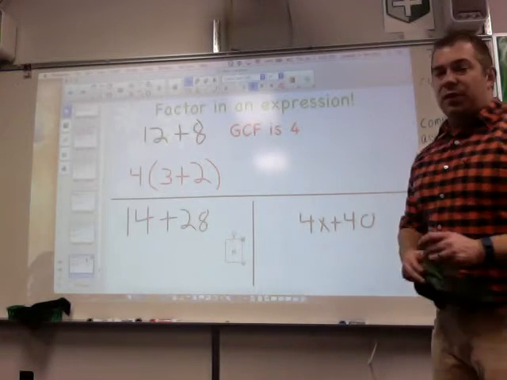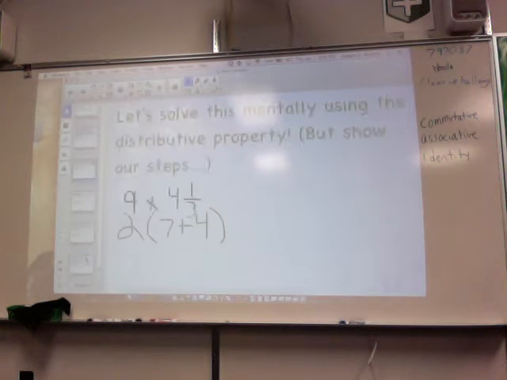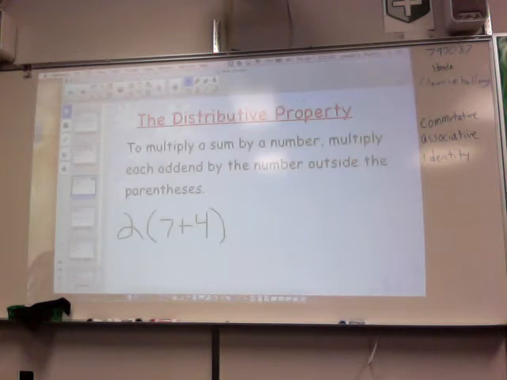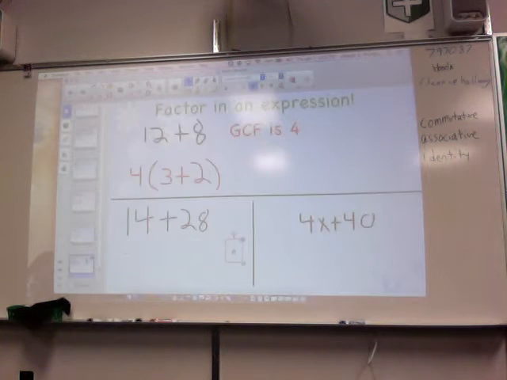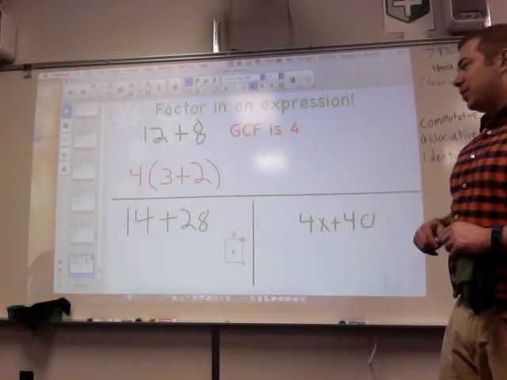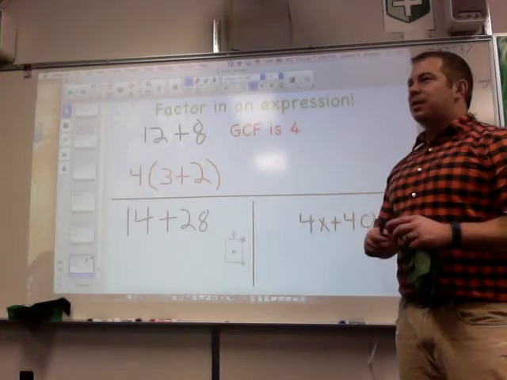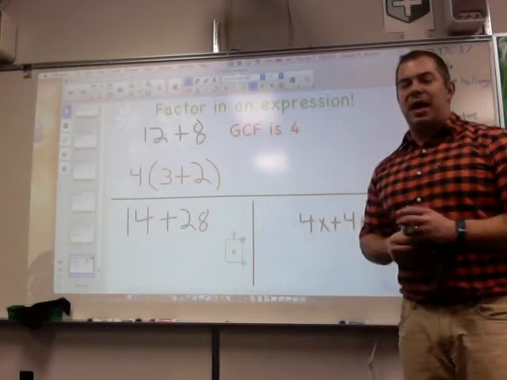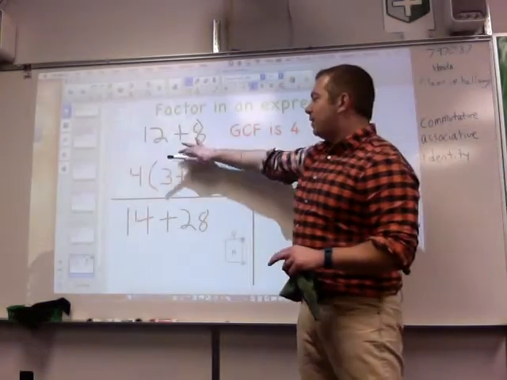All right, now here's the third part. So we've had 2 parts so far. The first part, if I go back, was using the distributive property to solve. The second part was using the distributive property to rewrite algebraic expressions. Now we're going to do something called factoring an expression. So this is kind of like backwards thinking. This is not something that's too important, but it really helps you think about things, makes you go backwards. So I have 12 plus 8.